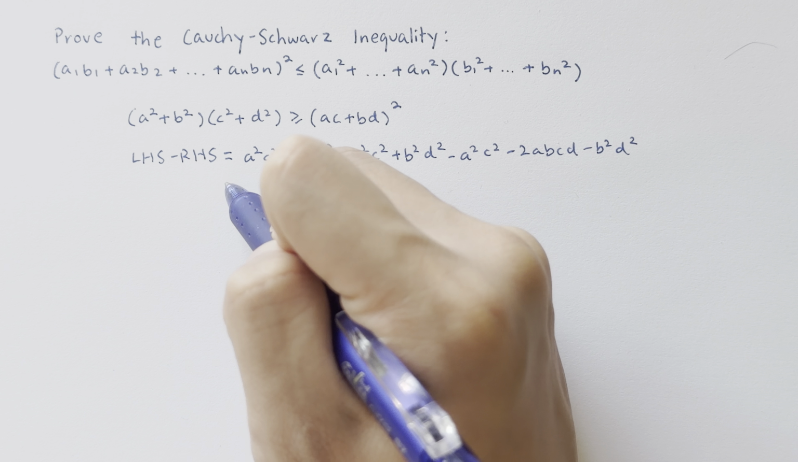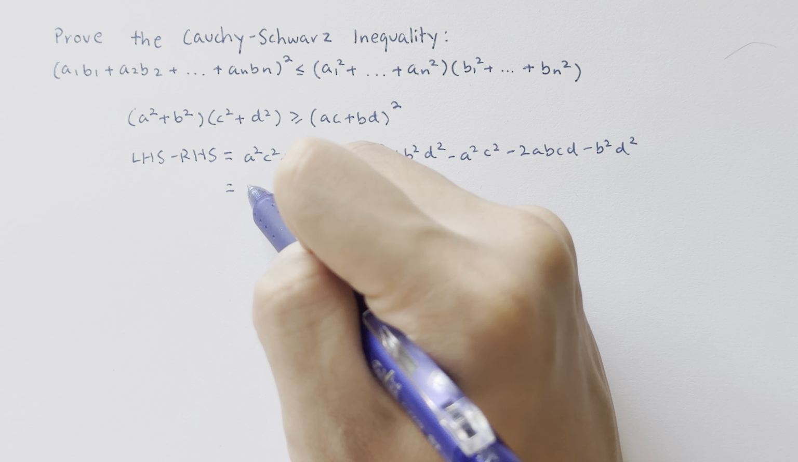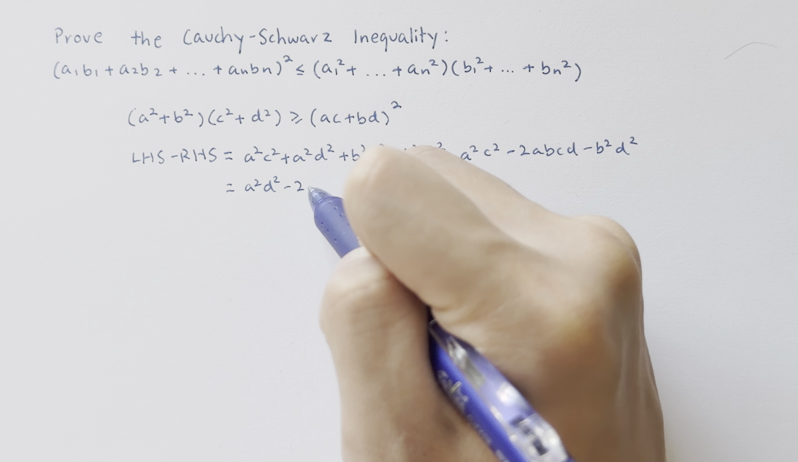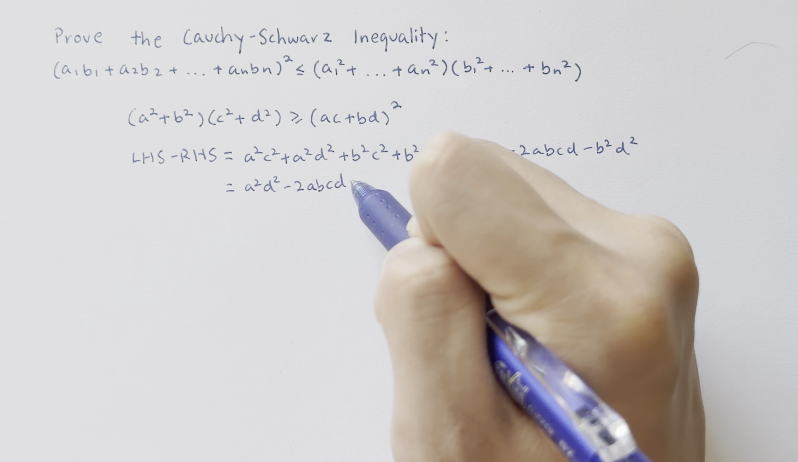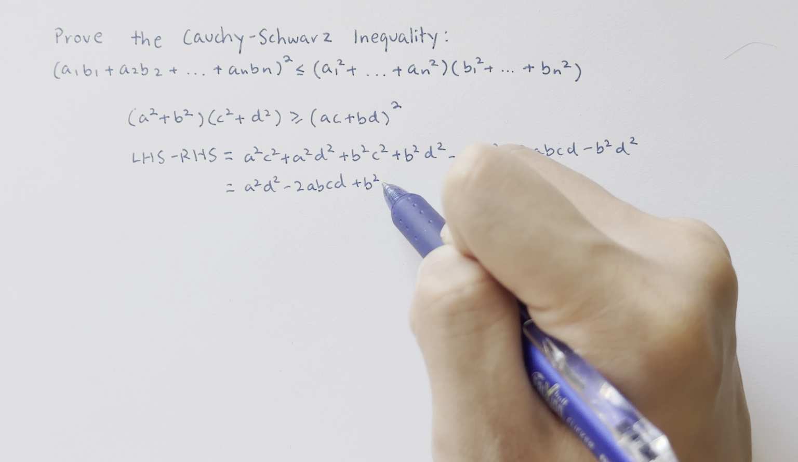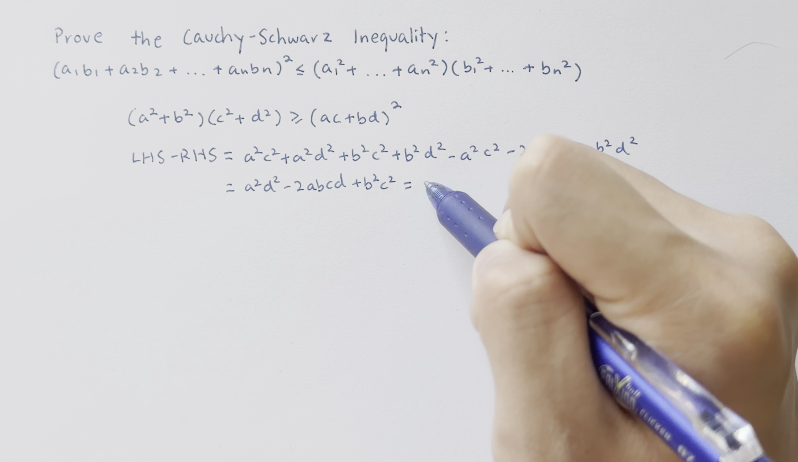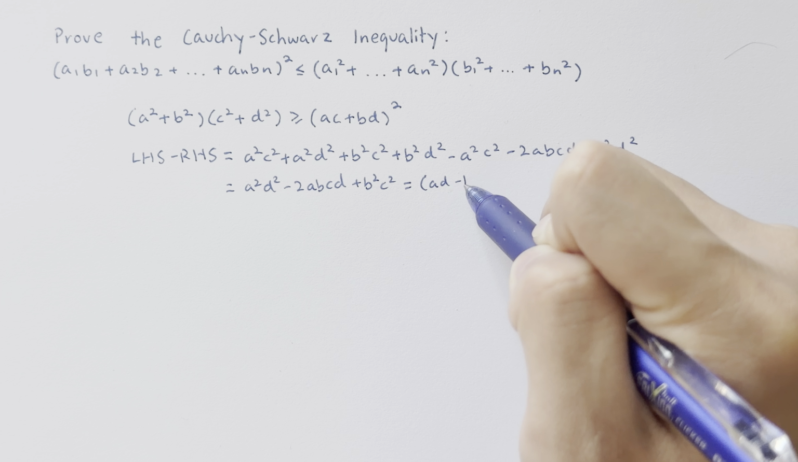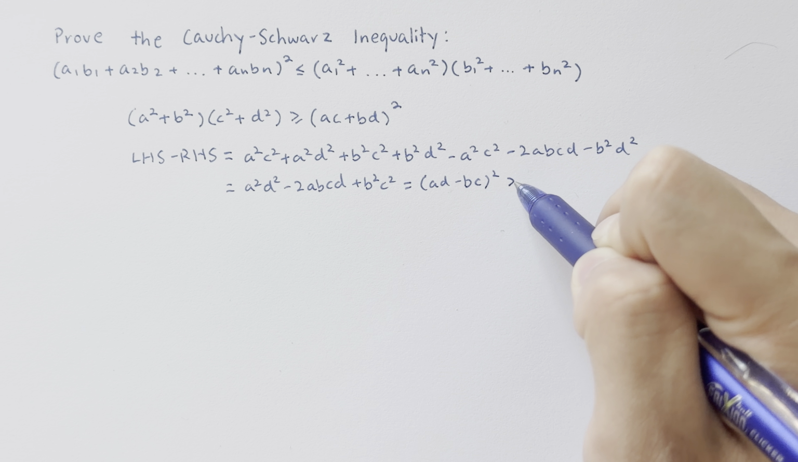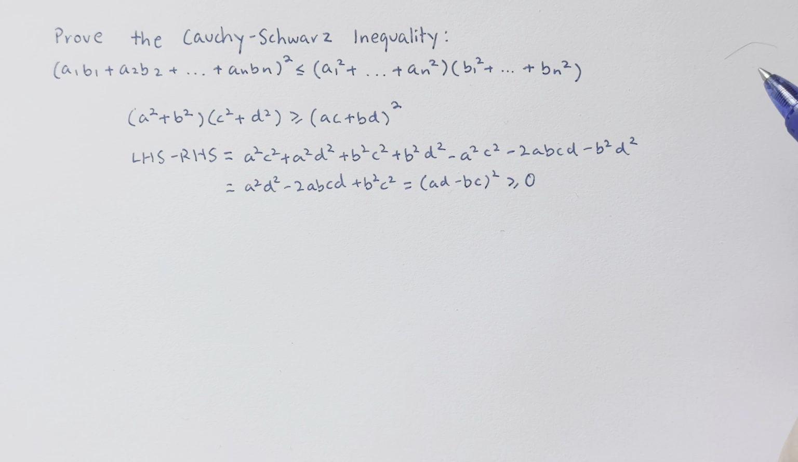And this will equal a²d² minus 2abcd plus b²c², which equals (ad minus bc)², which is greater than or equal to 0 because it's a perfect square. So we're done for two variables.